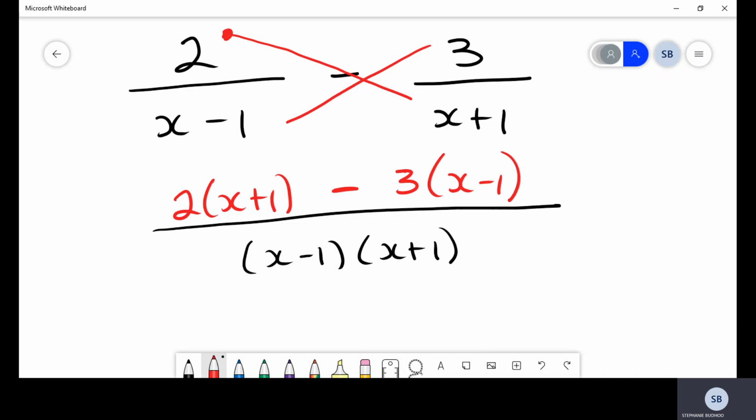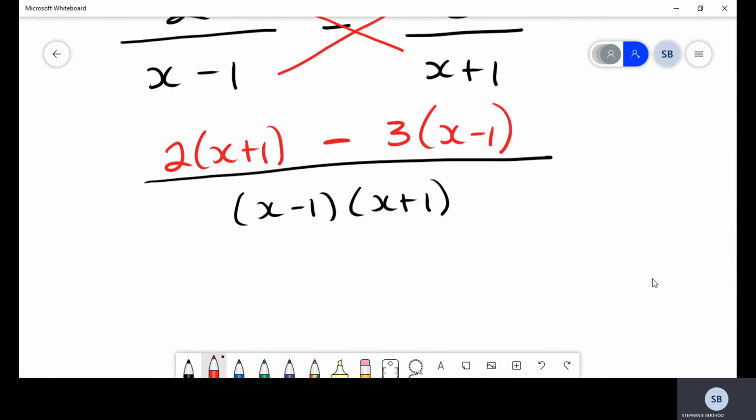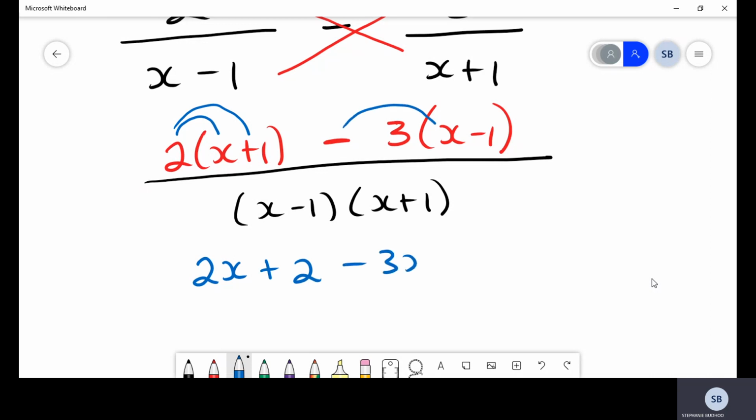Now on the numerator, we need to expand those brackets. So expanding, we will get 2 by x is going to give us 2x, 2 by 1 gives us plus 2. Then negative 3 by x gives us minus 3x. And negative 3 by negative 1 gives us plus 3.